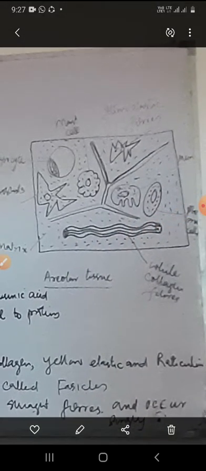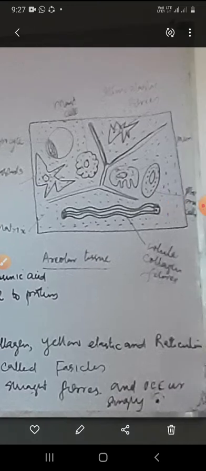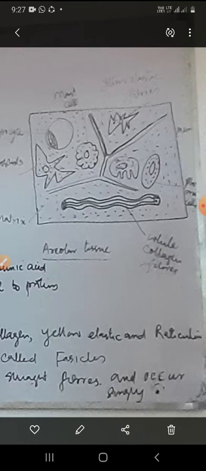These fibers include the bundles of white collagen fibers. These white collagen fibers occur in bundles called fasciculi. The fasciculi are connected by mucin protein. They always occur in bundles. They are unbranched, inelastic fibers, and these fibers are responsible for the healing of injury inside the areolar connective tissue.